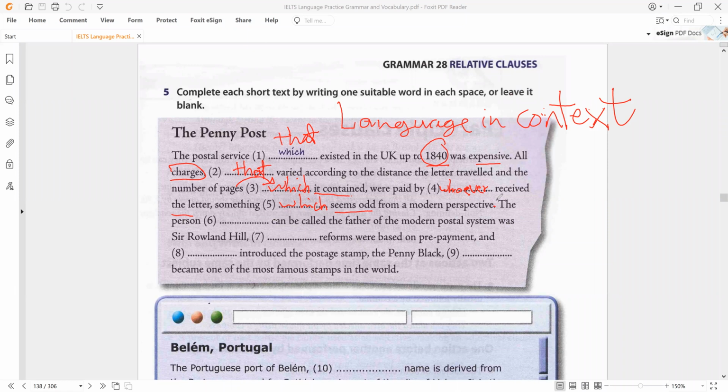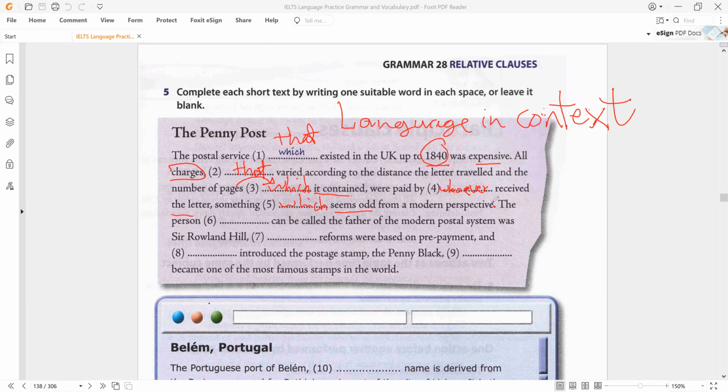So what does that mean? It means in the nineteenth century, the person who receives the letter is the one who pays. It's the opposite now, right? Yes, it looks very weird. You pay for something you haven't even thought of. Okay, anyway, number 6.